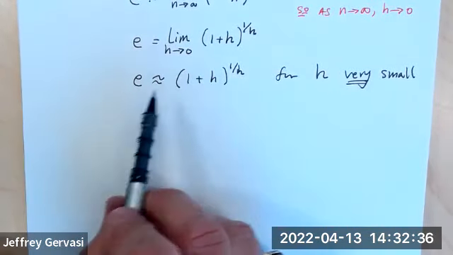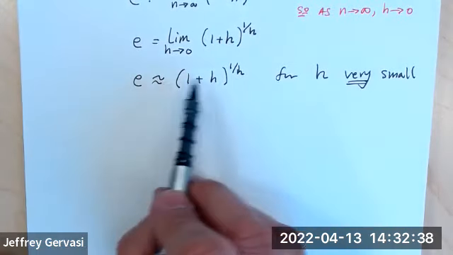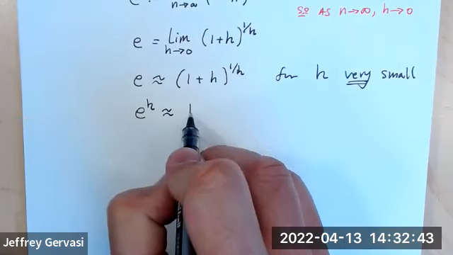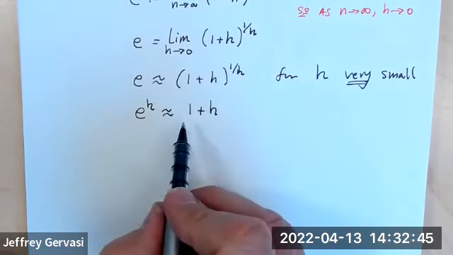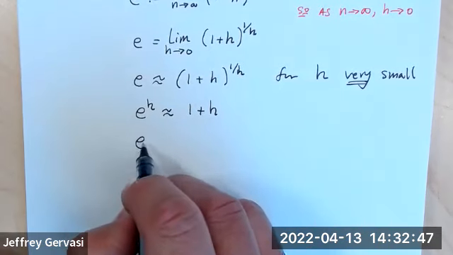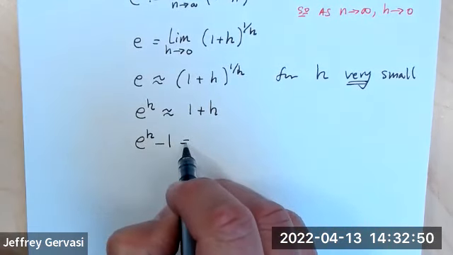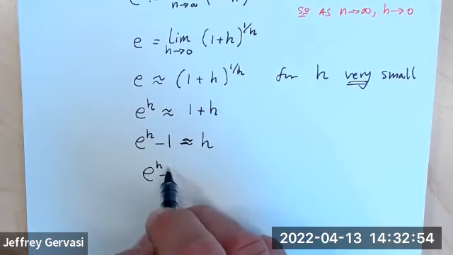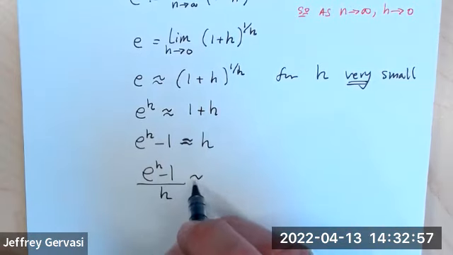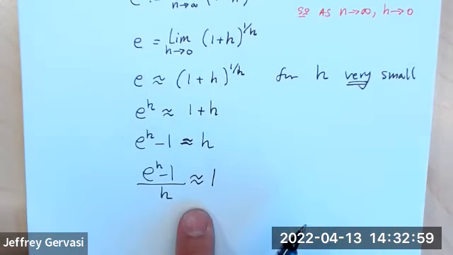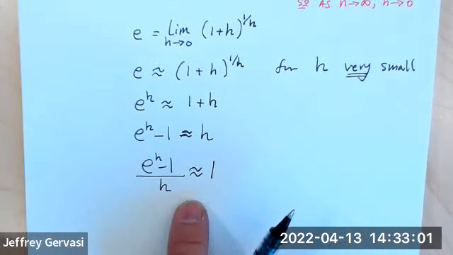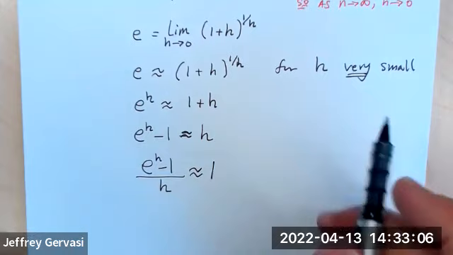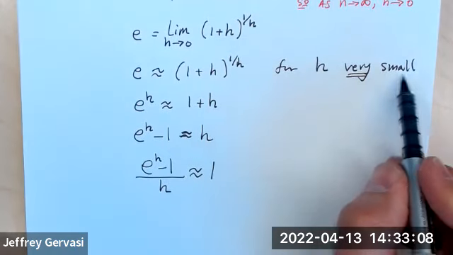And I removed it so I can do a little bit of algebra. Okay, and I'm going to raise both sides to the h power. Then I'm going to subtract 1 from both sides. And then I'm going to divide out the h from both sides. Okay, and again, I just manipulated the expression. This is a very good approximation. This fraction is very, very close to 1, again, as h remains very, very small.